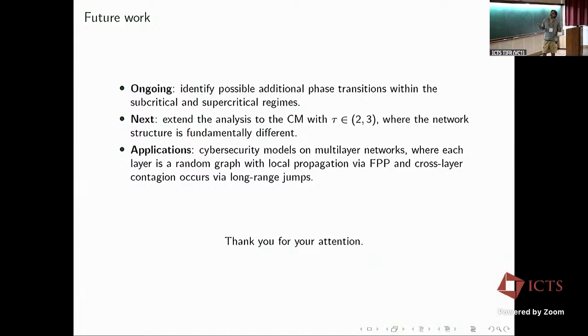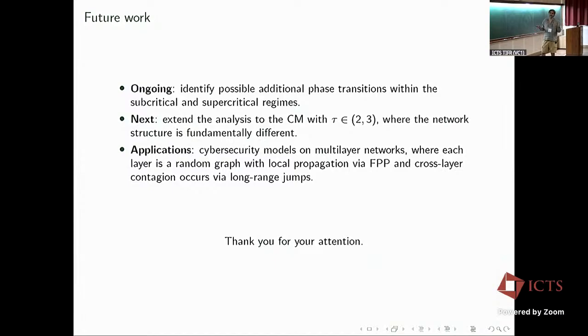And then the application I was mentioning before is because we wanted at the end to think of multi-layer networks where each network is a random graph representing a country or a certain specific setting in cybersecurity. And then within those networks, you can have FPP and things spread, but you can also infect across networks via jumps. So you can also infect over long range distances.